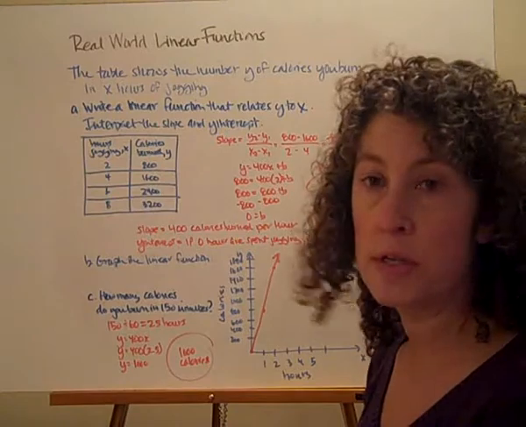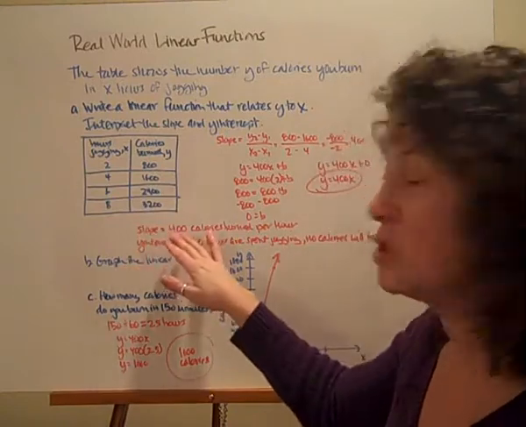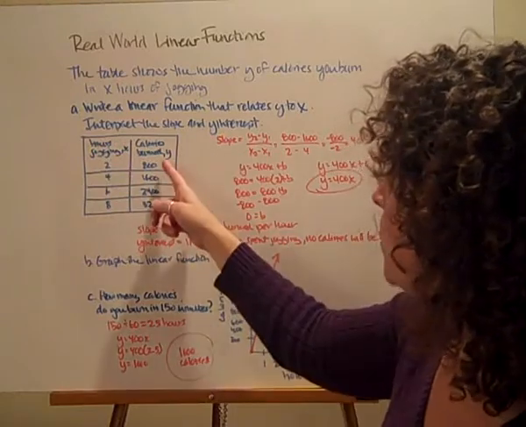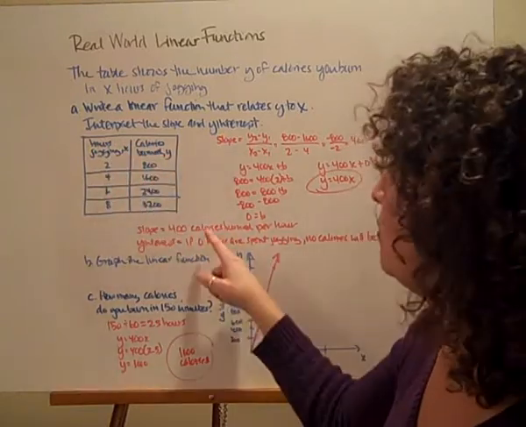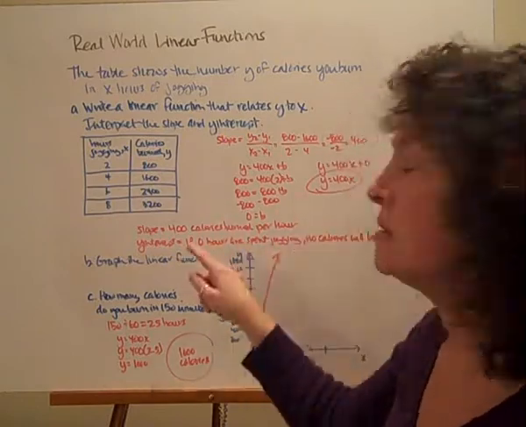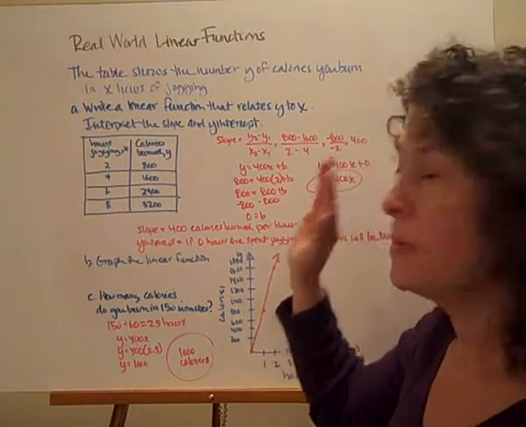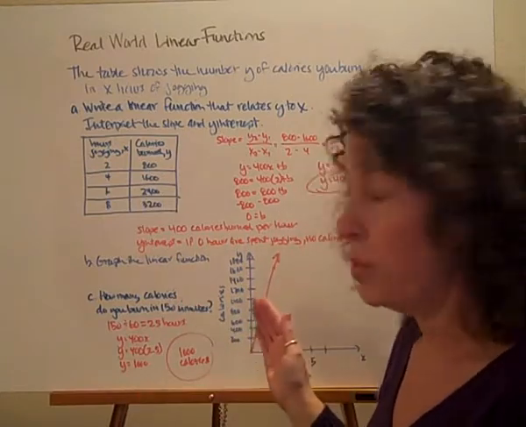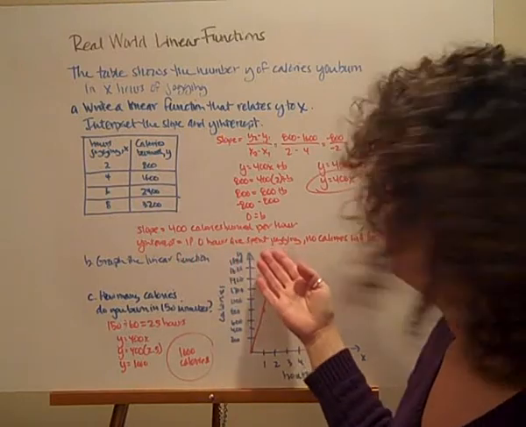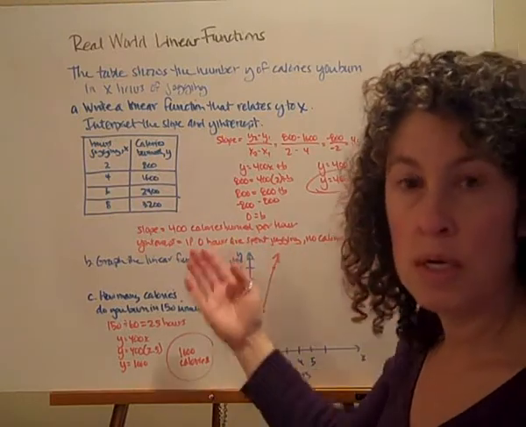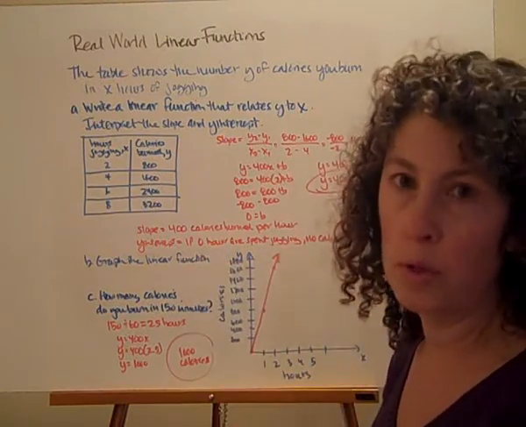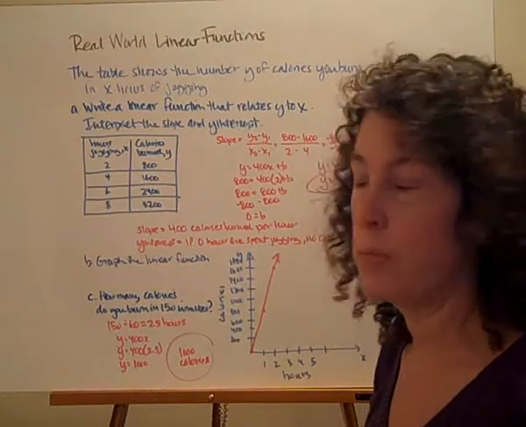They want us to interpret the slope and the y-intercept. So my slope, which is 400, and remember slope is y over x, so my 400 is calories burned per hour. So I burn 400 calories every hour of jogging. My y-intercept, we got 0 for the y-intercept, so that means 0 input, 0 output, which makes sense. If you spend 0 hours jogging, no calories will be burned. So 0 hours, 0 calories. That makes total sense if we think about what the real-world interpretation of this table means.